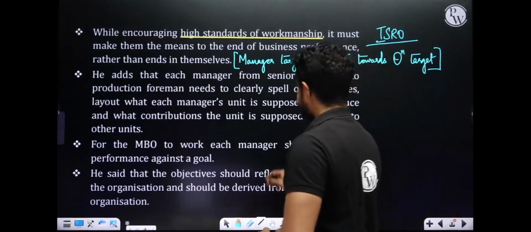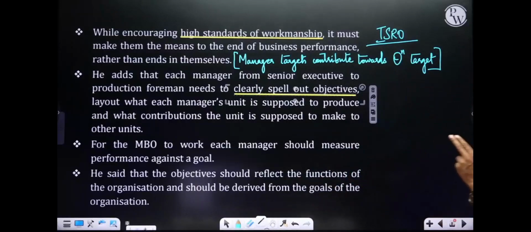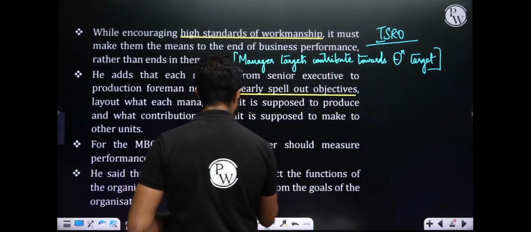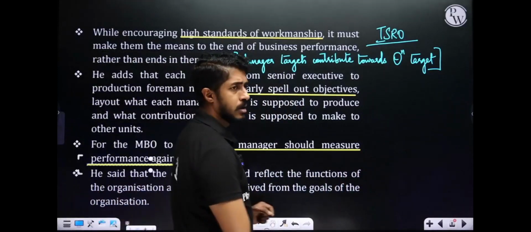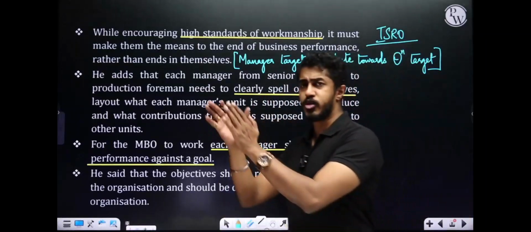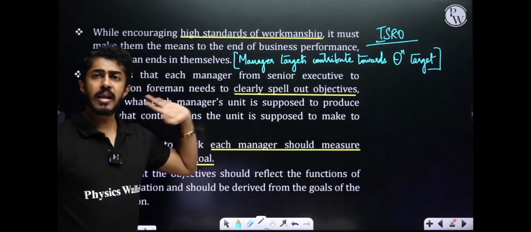objectives. Lay out what each manager's unit is supposed to produce and what contributions the unit is supposed to make to other units. For the MBO to work, each manager should measure performance against a goal. That is, हर level पर there is a clarity. Who should contribute what towards what? हर level पर there is a clarity.